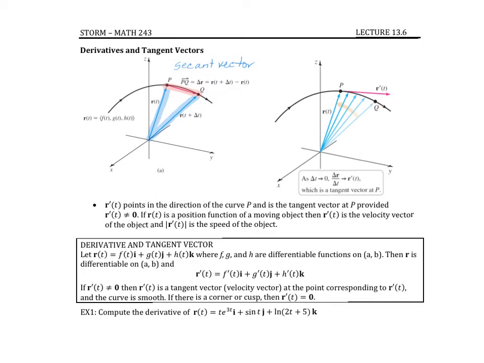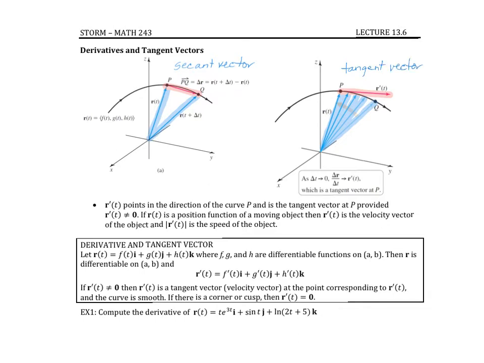Now imagine taking this vector r of t plus delta t, and in the second diagram we're going to move this vector closer and closer and closer to our vector r, as close as we wish. So at this point P, this vector, which I'm going to call r prime of t because it's the derivative of r, is our tangent vector. So similar to a tangent line.